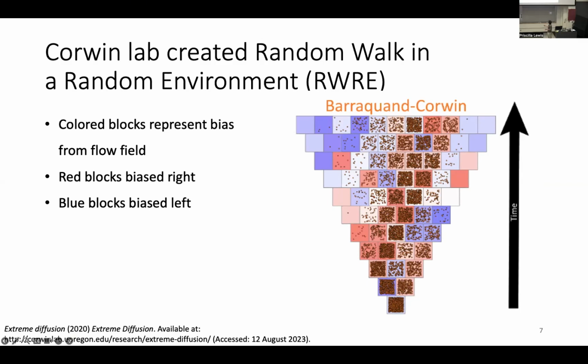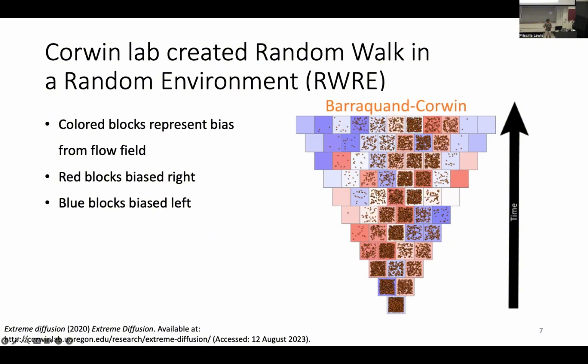The diffusion in this model is not symmetric. You can see there are some more particles a little bit on the right side. And so this model is called random walk in a random environment. The colored blocks being that random environment. And so this random environment not only changes with position, it changes with time as well.